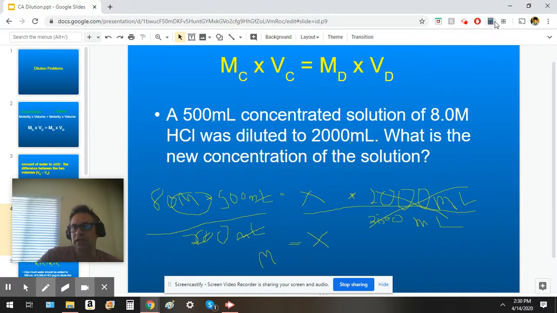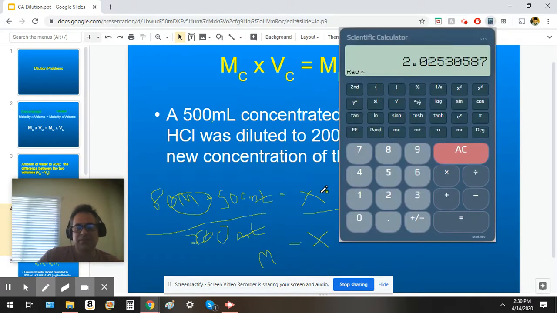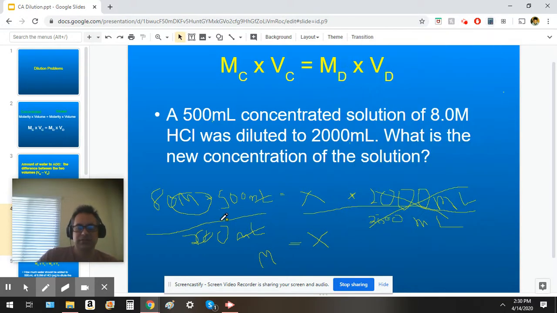Now, if you can't do that in your head, because 8 times 500 is like 4,000, just guessing, we'll use our calculator. 8.0 times 500 divided by 2,000. It is 2. We're going to say 2.0 for 2 significant figures. Right, Ryan? Yes. And there's our answer. The new concentration of the solution after we added a whole mess of water is now 2.0 molarity. See how easy that is? Easy as can be. Let's keep going.